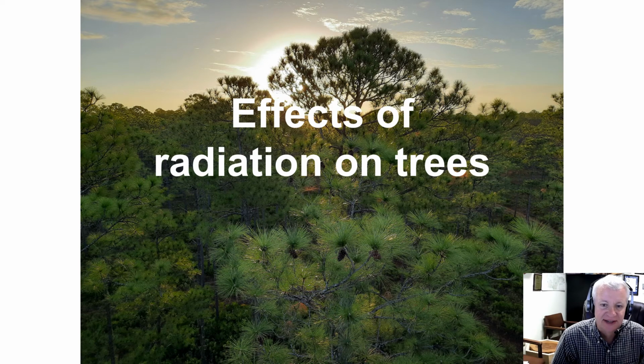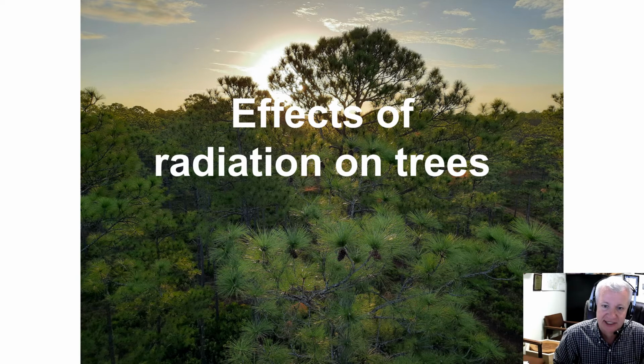It certainly goes without saying that light is important for trees. Trees are autotrophs and they get their food from photosynthesis. So much of what we see in terms of the structure and function of trees centers around their ability to capture and use radiation from the sun for photosynthesis.